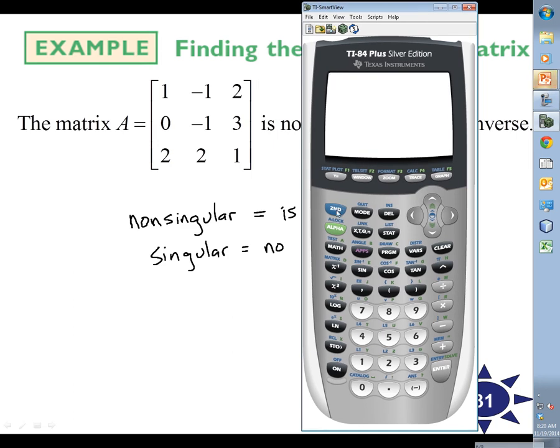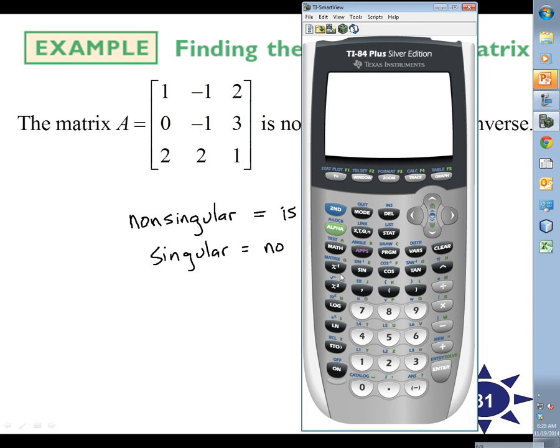I'm going to plug this in. So again, second matrix, we're going to edit. Let's go ahead and edit matrix A to be a 3 by 3. And we'll punch in the numbers 1, negative 1, 2. Second row, 0, negative 1, and 3. And third row, 2, 2, and 1.